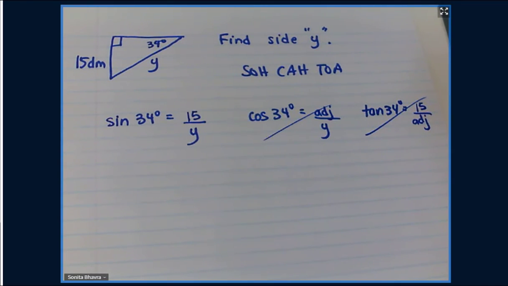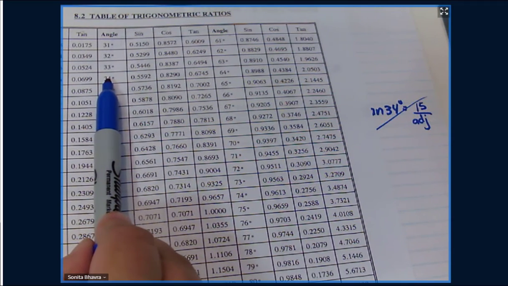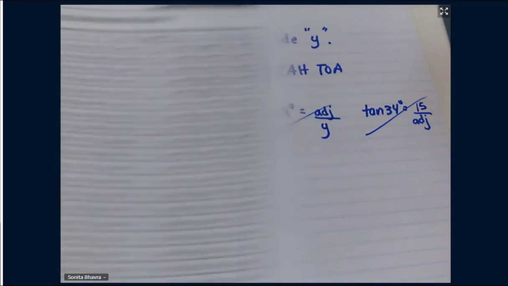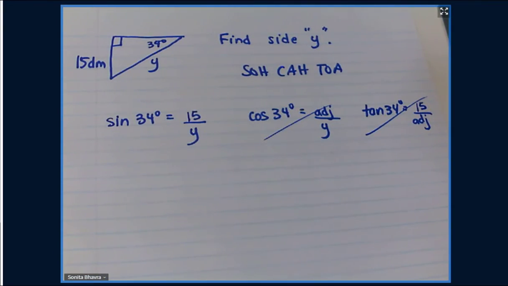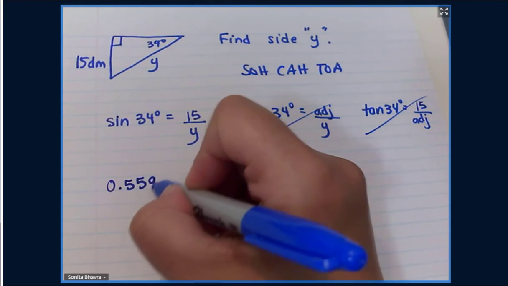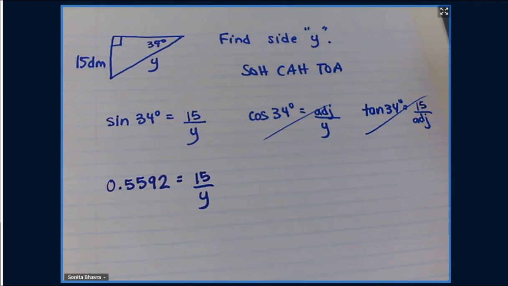You can use your calculator to determine sine of 34. Just type in sine 34, or you can use the chart. All right, so 34 degrees, right here is 34 degrees, and sine, the value is 0.5592. And again, you can just use your calculator as well. So 0.5592 is equal to 15 over y.